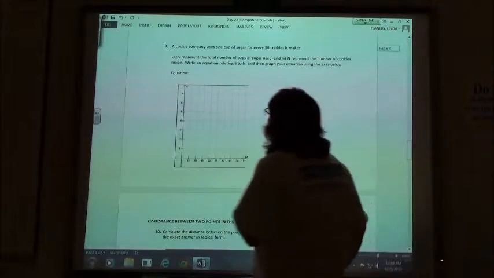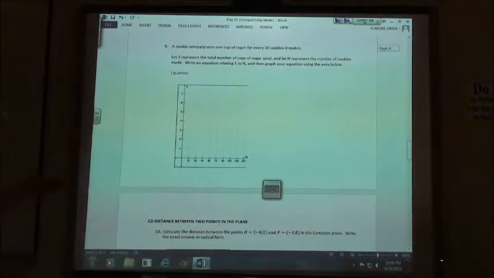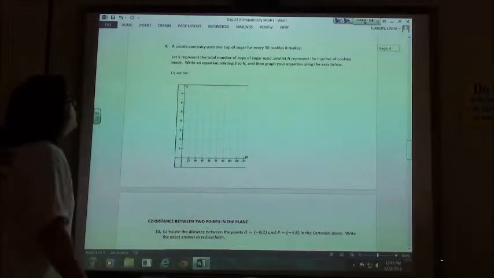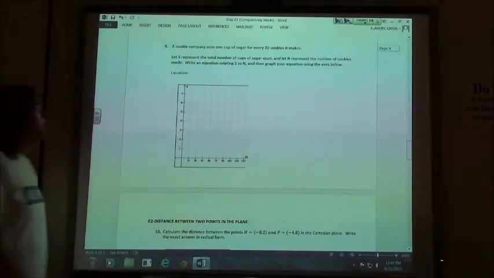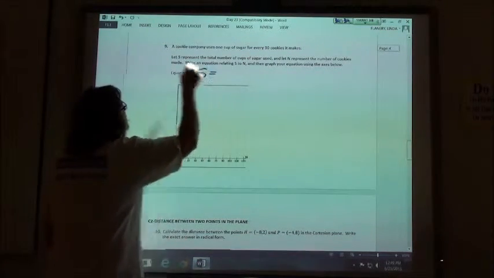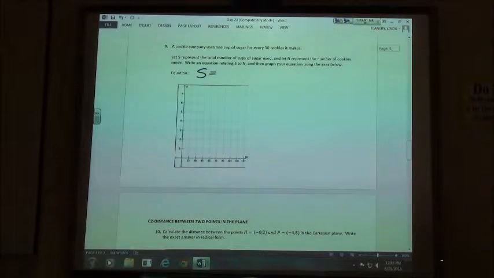Number 9, a cookie company uses 1 cup of sugar for every 30 cookies it makes. 1 for every 30. Let S represent the total number of cups of sugar used, and let N represent the number of cookies made. Write an equation relating S to N. So I want to know how much sugar I'm going to use based on the number of cookies I made. If I use 1 cup of sugar for every 30 cookies, how do I figure out how much sugar I'm going to use?